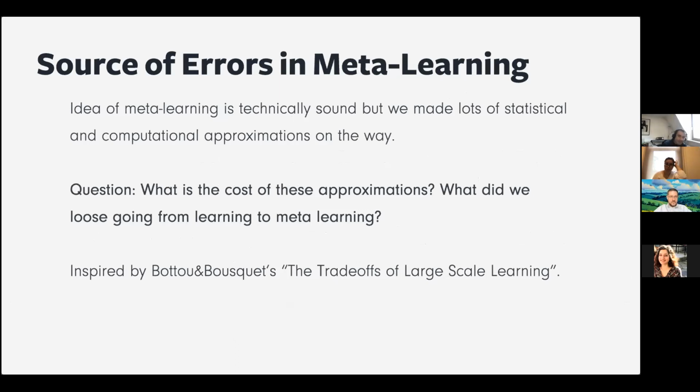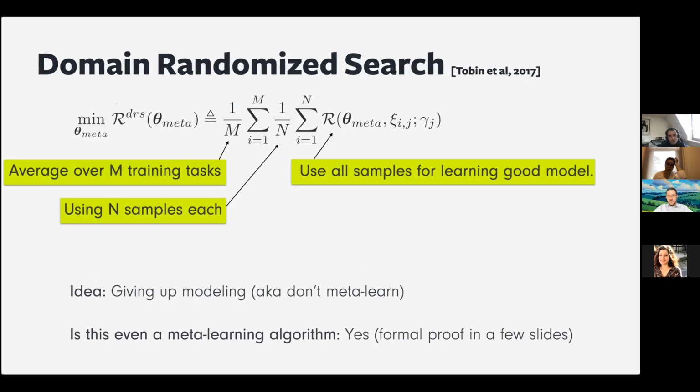But of course, to answer this, we need to compare this with something else, right? So to say that we lost something, we have to have a starting point. And the starting point is just normal learning, just doing empirical risk minimization over all the tasks you have. So at this point, what we are saying is that let's not do meta learning.